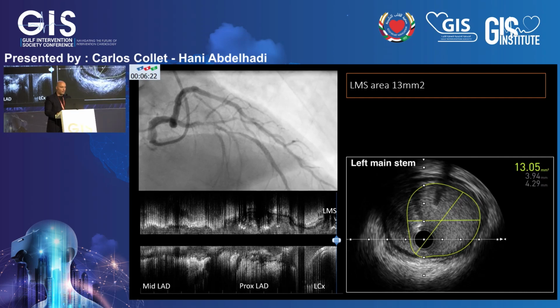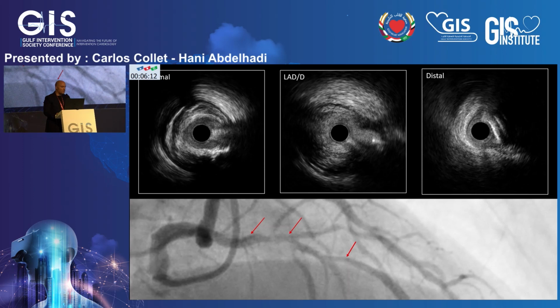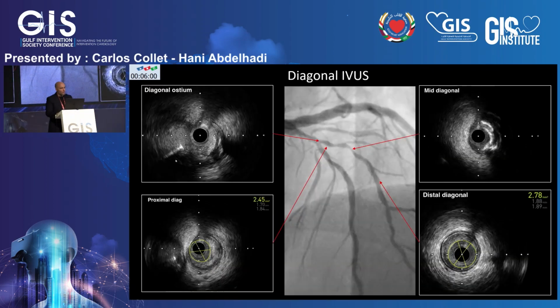We also checked the left main stem. The left main stem was fine. Our MLA was 13, so I was quite happy that this is purely an LAD lesion that we're going to treat today. These are the images that we obtained throughout the LAD. This is the more distal segment, the LAD diagonal bifurcation, and the more proximal segment. We're going to go over these shortly. We then did an IVUS of the diagonal.